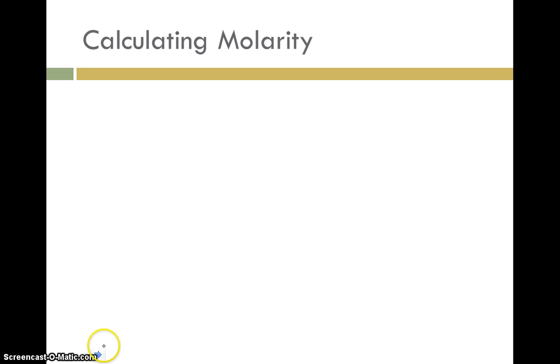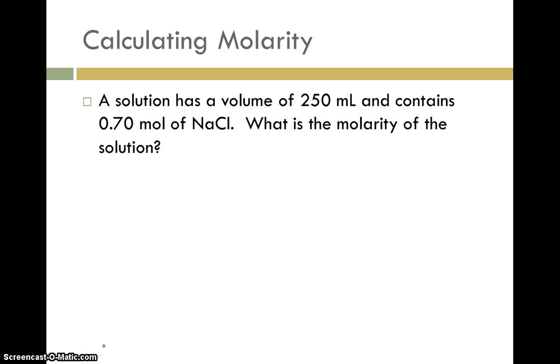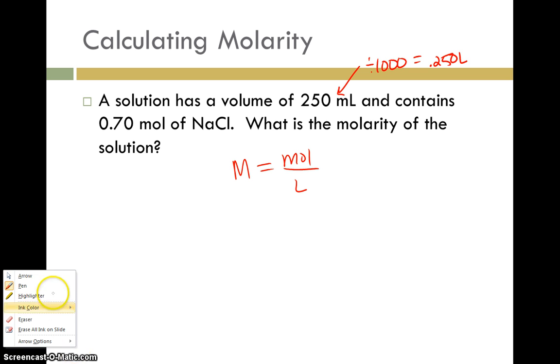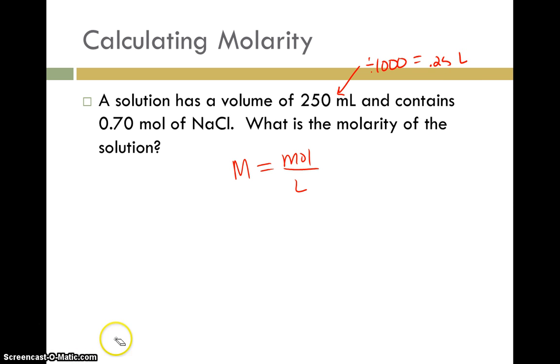Now sometimes I'll be nice and I'll give you the amount in moles, but I won't give you liters. So a solution has a volume of 250 milliliters and it contains 0.7 moles of NaCl. What's the molarity of the solution? So we're going to work with the same equation here. But what we need to do is change this number to liters. If we're going from milliliters to liters, we're going to divide by 1,000. So I'm going to have 0.250 liters. Well, sorry, I don't need that 0. That 0 is not significant. So I'm going to have 0.25 liters of solution.